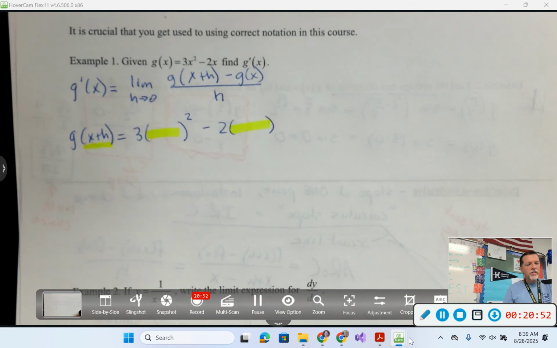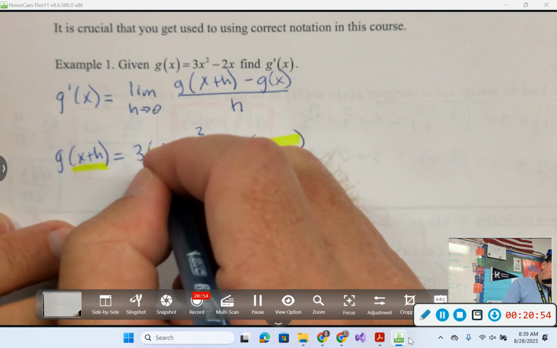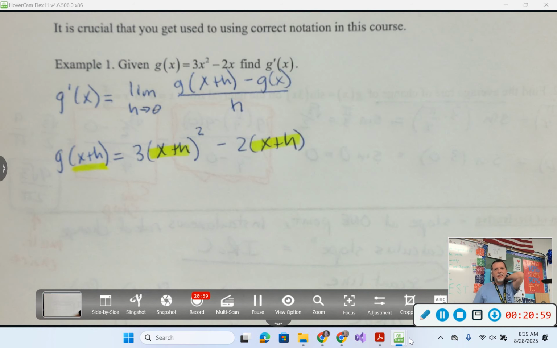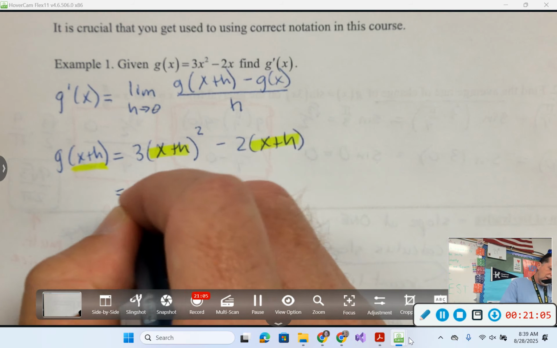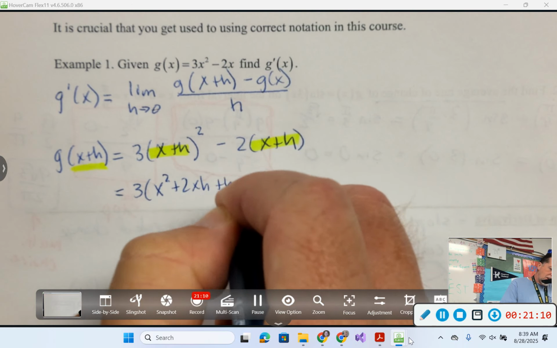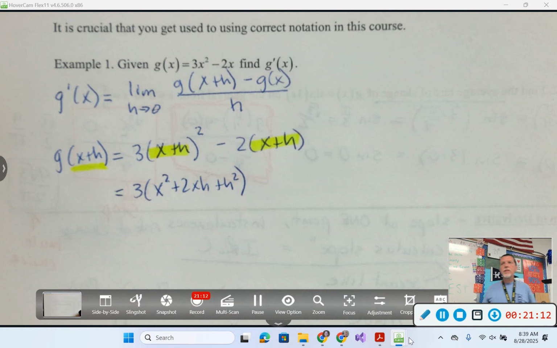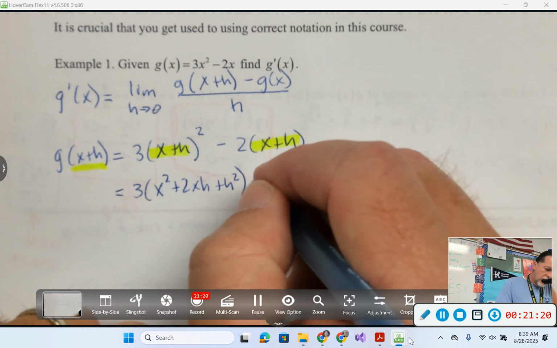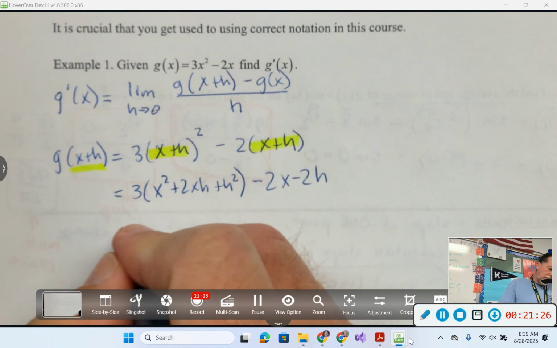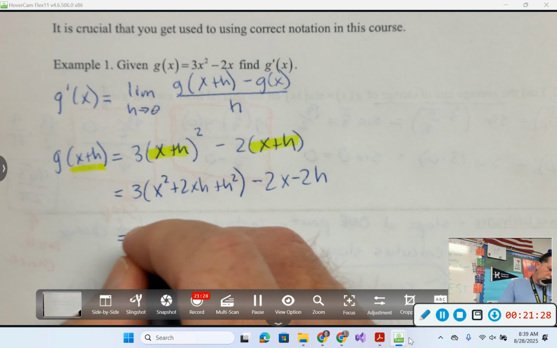Alright, whatever's in parentheses goes in on the other side. So x plus h, x plus h. And now I've got kind of an algebra mess on my hands. Squaring x plus h. If you need to go off to the side, write it out, FOIL it, fine, but hopefully you can square x plus h without too much difficulty. Distribute the negative 2, then we'll distribute the 3.